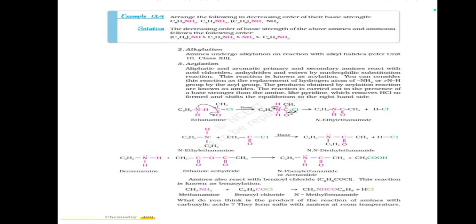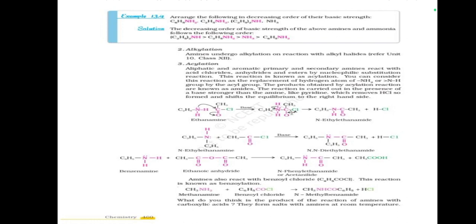Alkylation. Amines undergo alkylation on reaction with alkyl halides. Refer Unit 10, Class 12. Acylation. Aliphatic and aromatic primary and secondary amines react with acid chlorides, anhydrides and esters by nucleophilic substitution reaction. This reaction is known as acylation.